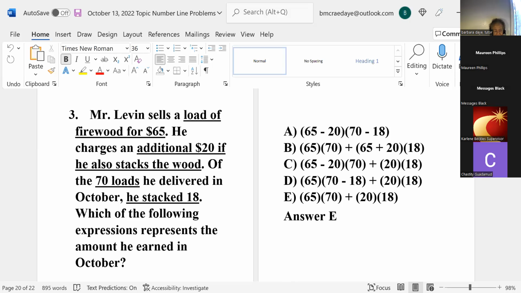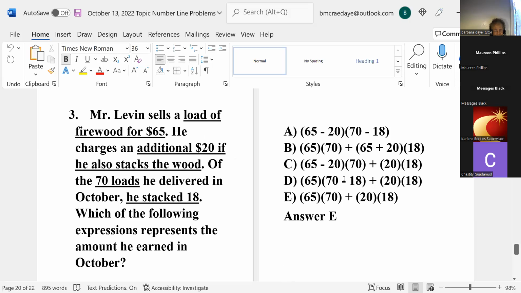Mercedes, remember the load is $65. So to get the total for the loads, you multiply 65 by the number of loads, 65 times 70. The stacking fee is $20. So 18 stacked times 20 would give you what he got for stacking. So the answer has to be E. I was thinking that he's going to take away the 18 when he multiplies 65 by 70.